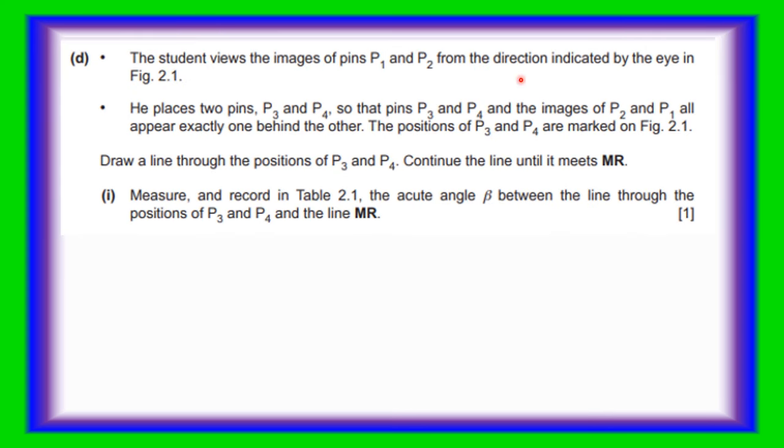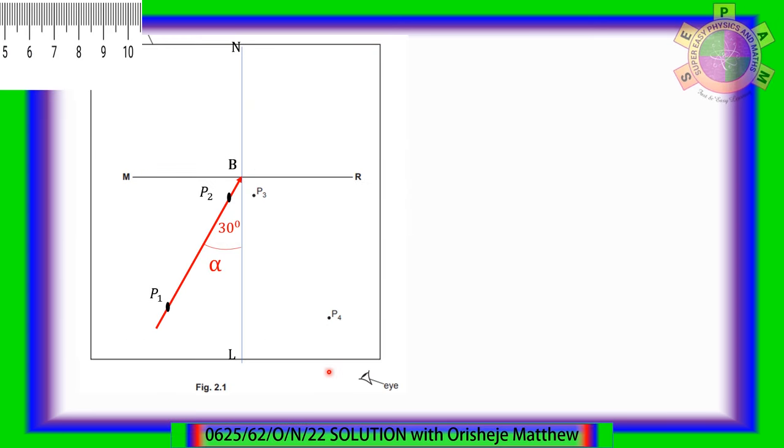The student viewed the image of P1 and P2, then he marks that. Follow the instruction: appear exactly behind that, draw a line through the positions, that is, you are drawing the reflected ray until it meets MR, then measure and record the acute angle between the line through the positions and the mirror, not with the normal this time. So take note of the line between. So let's do that. So you have this. They say you should connect this pin, so the reflected ray, connect it with a line.